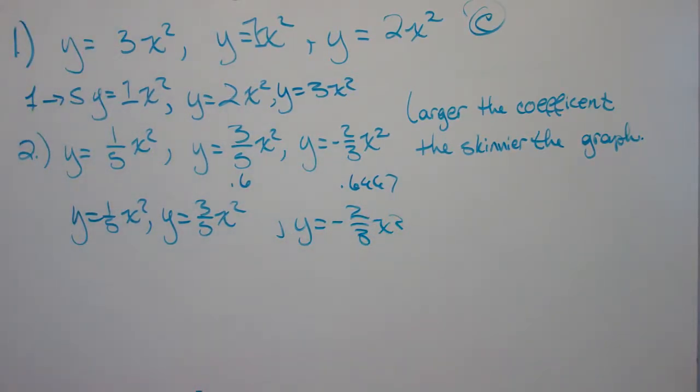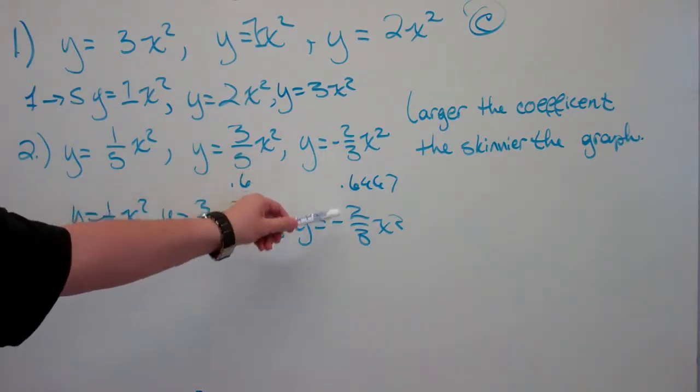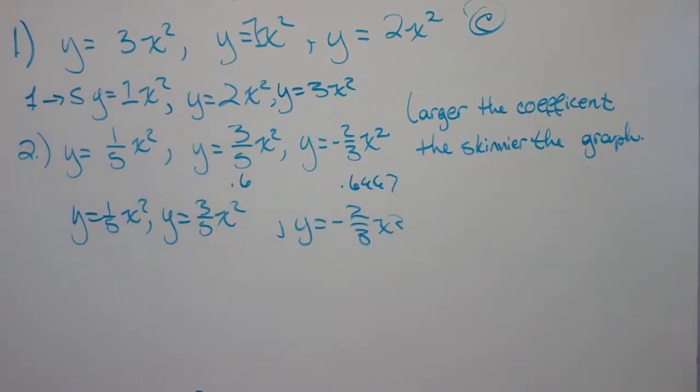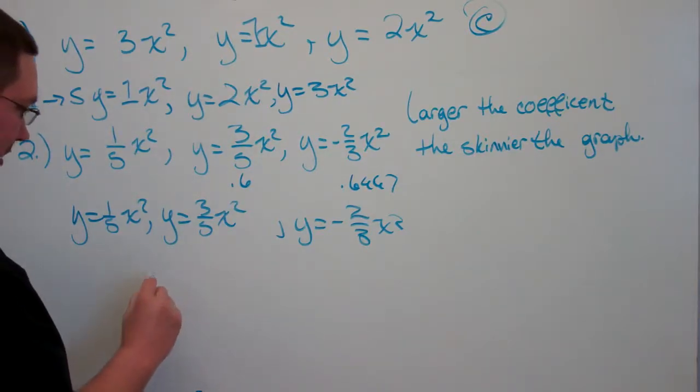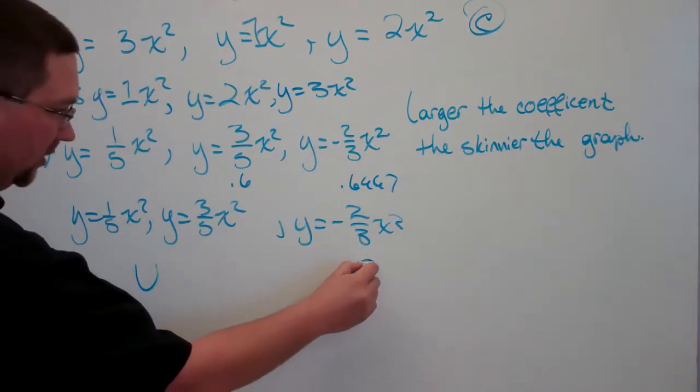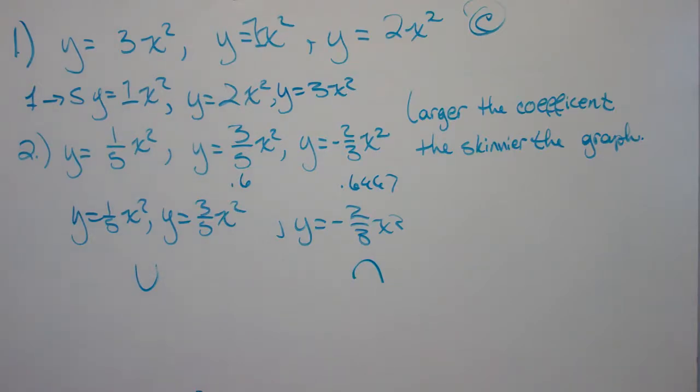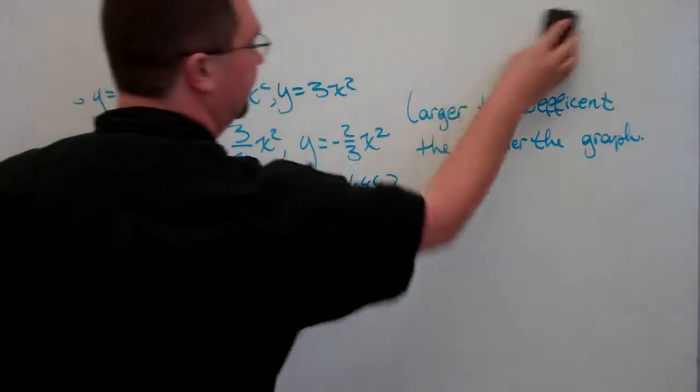Now, in terms of just which one's the skinniest, which one's the fattest, you don't have to worry about negatives. These negatives are irrelevant for this question. All that means is that these two open upwards, whereas this one is upside down and opens downwards. But it doesn't affect how fat or skinny it is. The negative, all it does is flip upside down. Alright? Number 3.